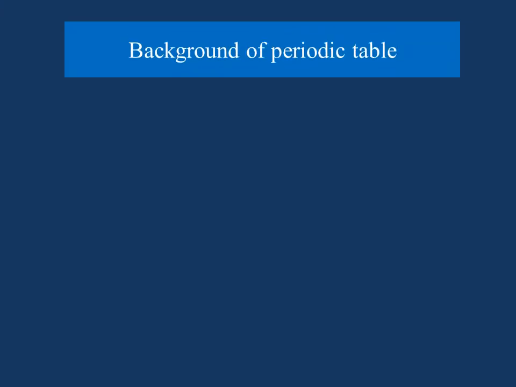We will know more about this modern periodic table, but before that we are going to look at the history or background of the periodic table. Think about that. Why do we need a periodic table? 118 elements have been identified till today. Since there are many elements, the goal of the periodic table was to classify or group the elements together.